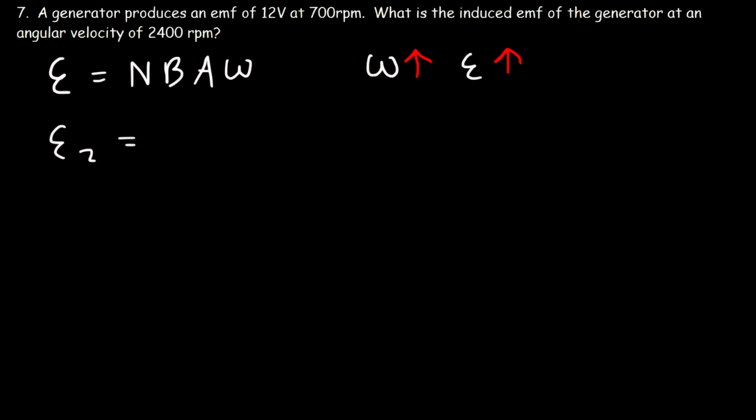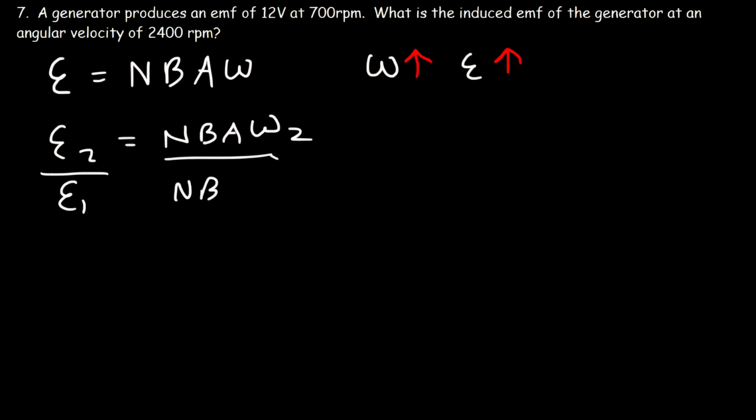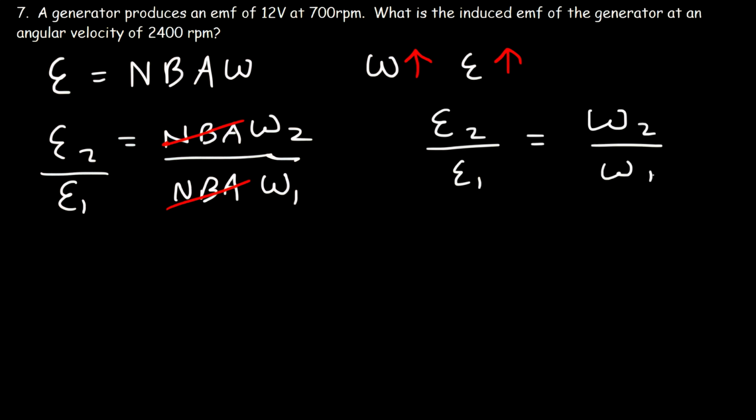E2 is going to be NBA times omega 2. E1 is going to be NBA times omega 1. So if we're using the same generator, it's going to have the same number of loops, which means we can cancel N, the same magnetic field, and the same area. The only difference is the rotation speed, or the angular velocity. So this is the equation that we need. E2 over E1 is equal to omega 2 over omega 1, or epsilon 2 over epsilon 1.